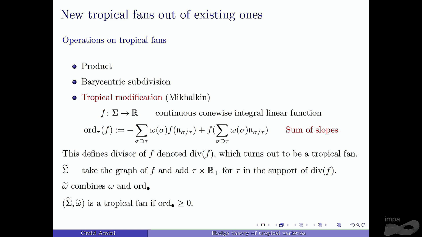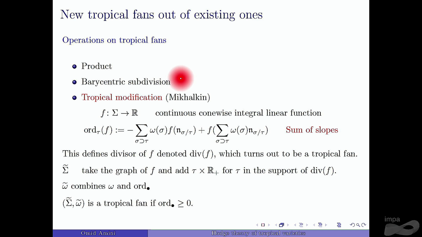The third one is the most interesting one because so far the support of the product fan was just the product of the supports, and the barycentric subdivision doesn't change the support. So the third property is something specific to tropical geometry. It's called tropical modification. It's important because it allows you to change the ambient space where the fan lives. It is obtained by doing a little bit of complex geometry somehow in the tropical setting. So let me define what I'm doing here.